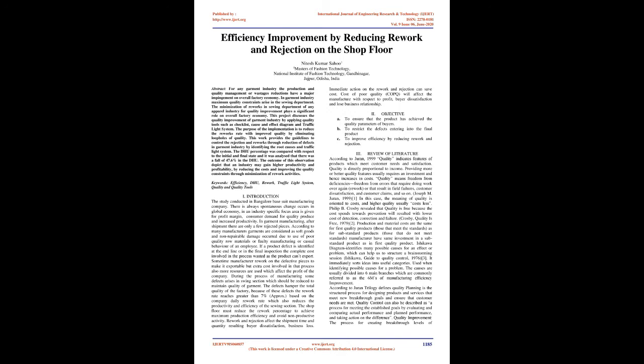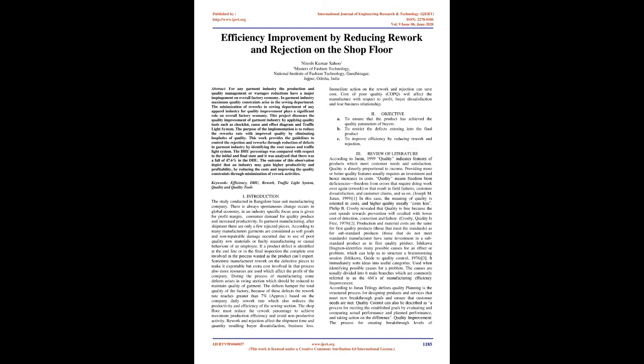Introduction. The study was conducted in a Bangalore-based suit manufacturing company. There is always spontaneous change occurring in the global economy, and in an industry specific focus is given to profit margin, consumer demand for quality produce and increased productivity. In garment manufacturing, after shipment there are only a few rejected pieces. According to many manufacturers, garments are considered soft goods and non-reparable damage occurs due to use of poor quality raw materials, faulty manufacturing or casual behavior of an employee.